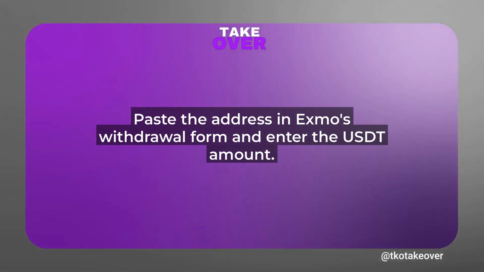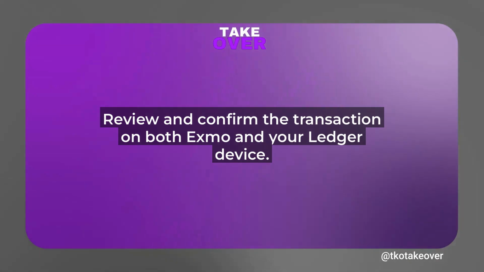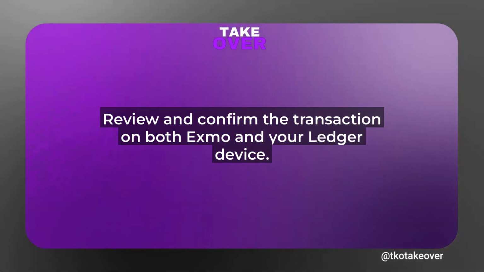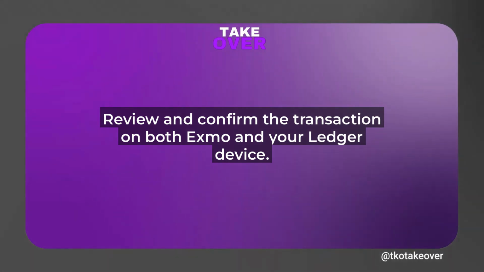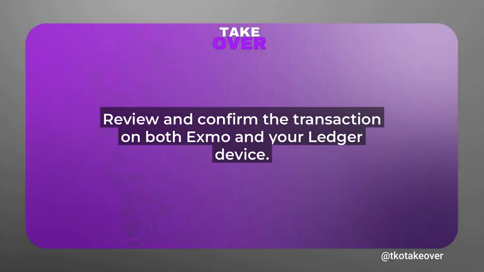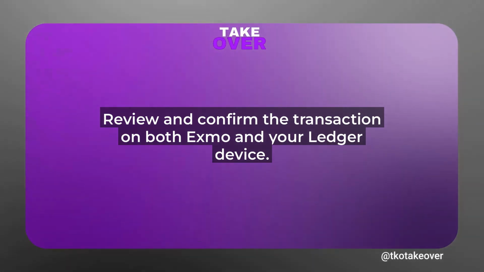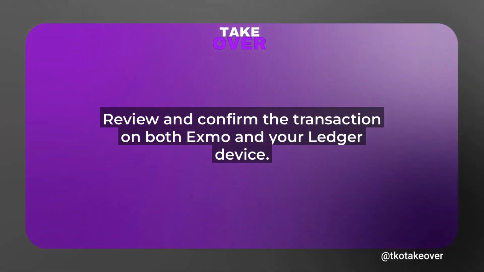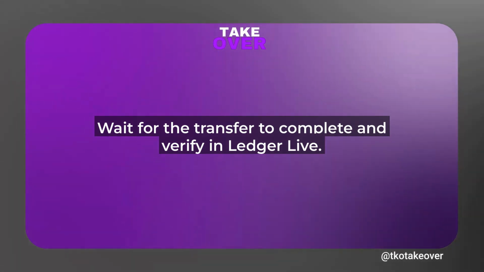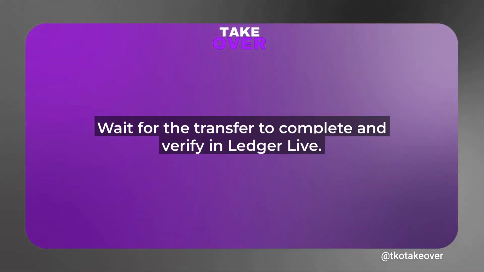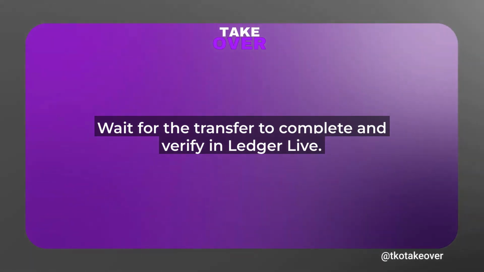Step 3. Review the transaction details on Exmo. Once you're happy, confirm the withdrawal. On your Ledger Nano X, you'll see a prompt to approve the transaction. Carefully verify the details on the device's screen and use the buttons to confirm. This adds an extra layer of security. After that, sit tight. The transfer might take a few minutes to an hour, depending on network congestion. Once it's done, check your Ledger Live app to confirm the USDT has arrived in your wallet.